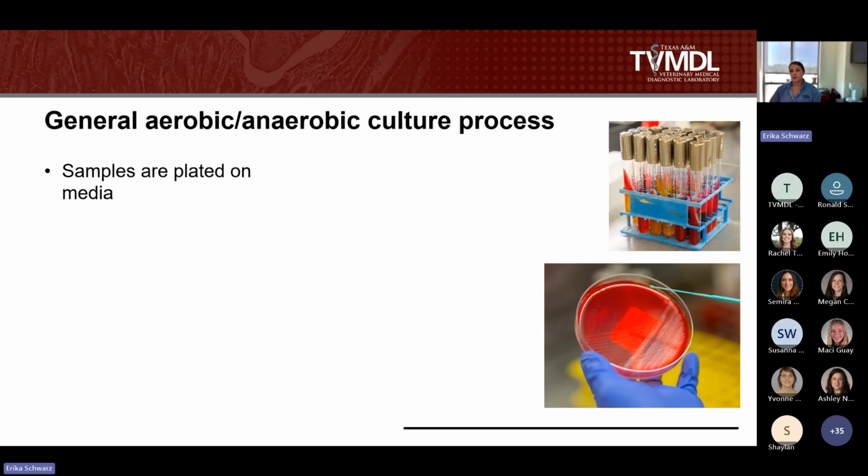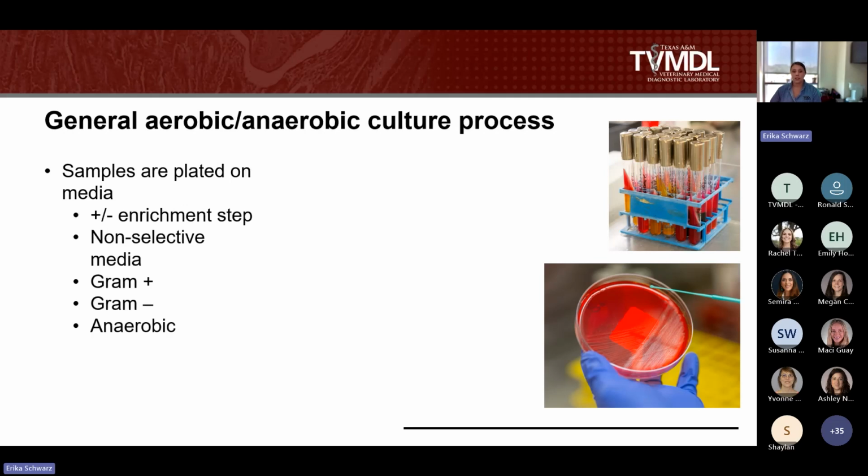Generally speaking, our samples are plated on a culture media, with or without an enrichment step, depending on what we're looking for. And we use a combination of non-selective media and selective media. Non-selective media is going to be things like blood agar that allow for the growth of all different types of organisms, whereas selective media is going to include different compounds, potentially antibiotics, different things that are going to prevent the growth of some groups of bacteria and select for the growth of others.